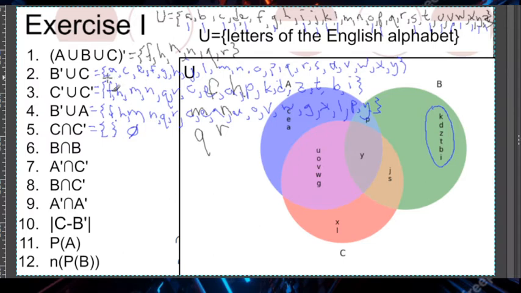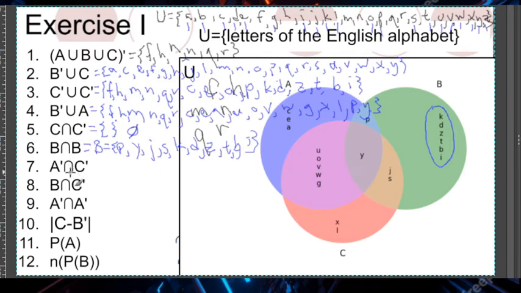Okay. B intersect B. Well, that's just the same as B. B, what elements are in common between B and B? Well, they're B. So what is B? Let's start over here. That's P, Y, J, S, A, D, Z, T, E, I.